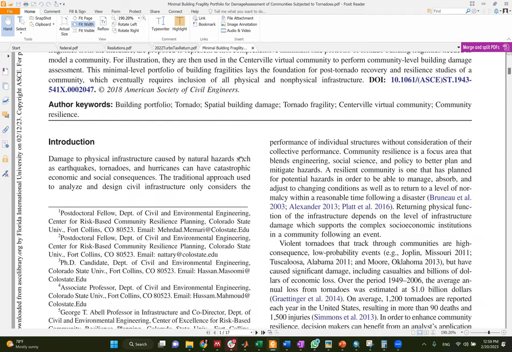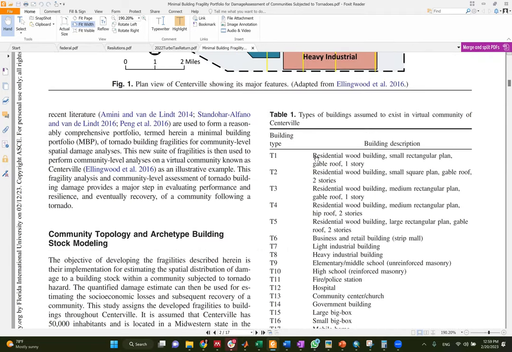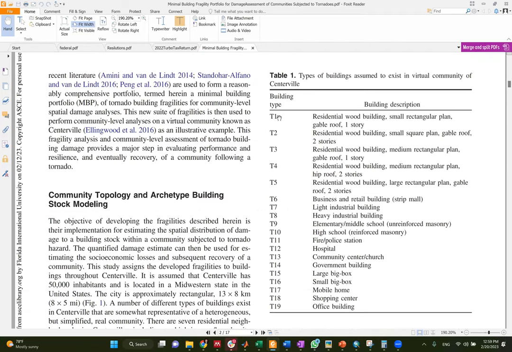If I go down there, I will find that they have 19 tornado building archetypes, named T, for tornado, T1, T2, up to T19. They have residential wood building, small rectangle plan, gable roof, one story. They have gable roof, two stories. They have gable roof, one story, medium rectangle. So right now they have the size of the building, and you have more information.